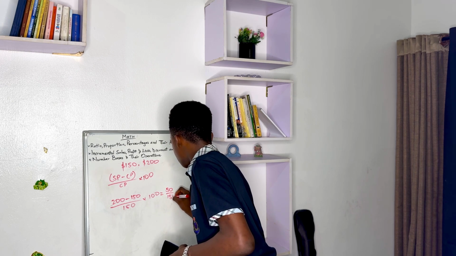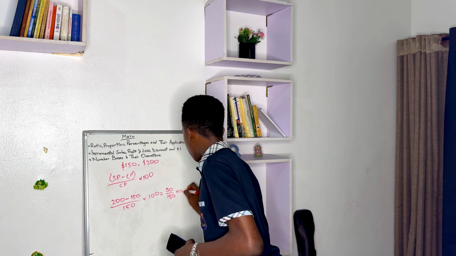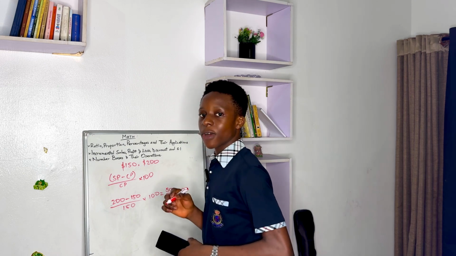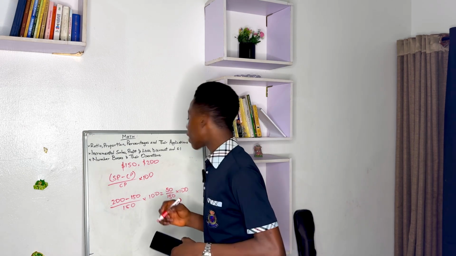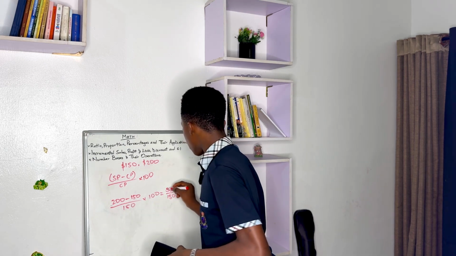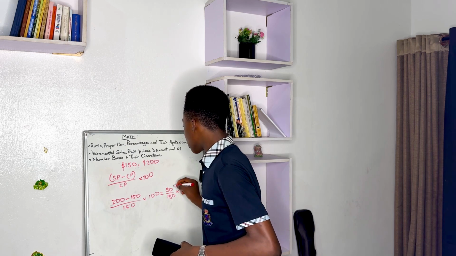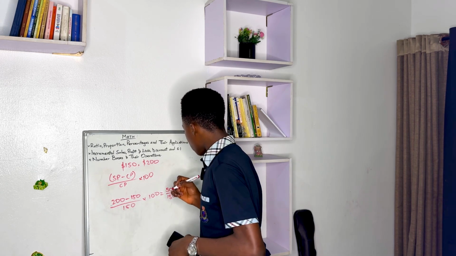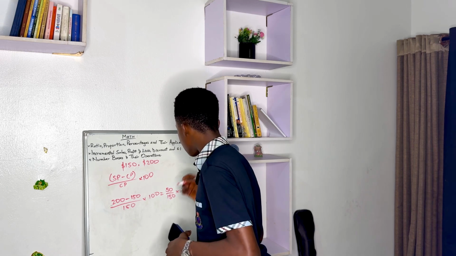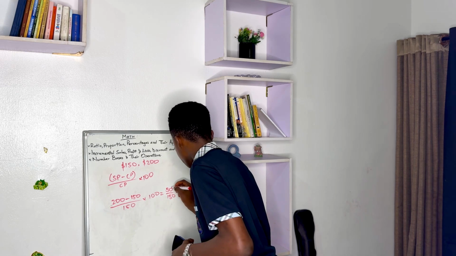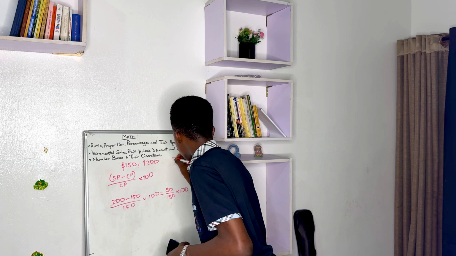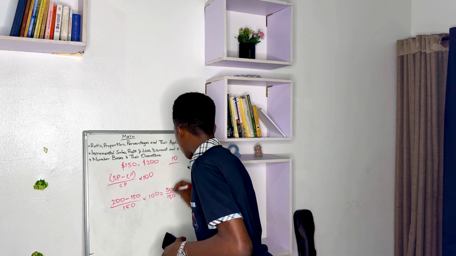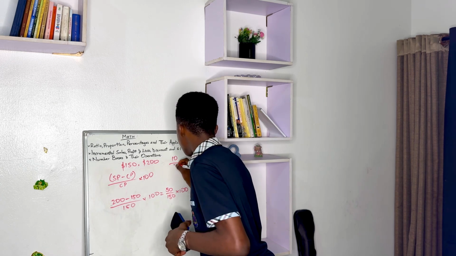$50 over $150, and then you multiply that by 100. So I just like to simplify this fraction. I'll reduce it to its lowest term. What's the highest number that can go in 50 and 150? Well, the highest number I can think of is 5, though I don't think it's the highest number. So 5 can go in 50 10 times, and 5 can go in 150 30 times.